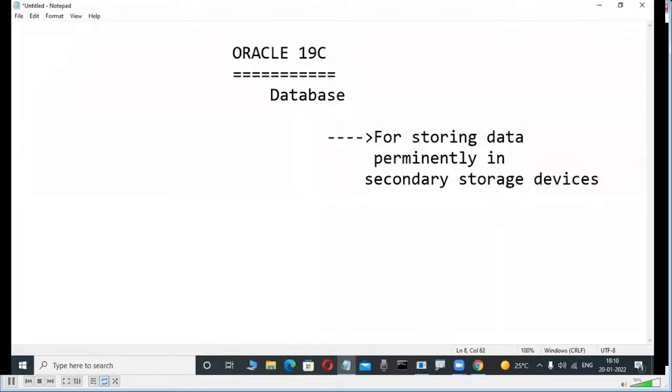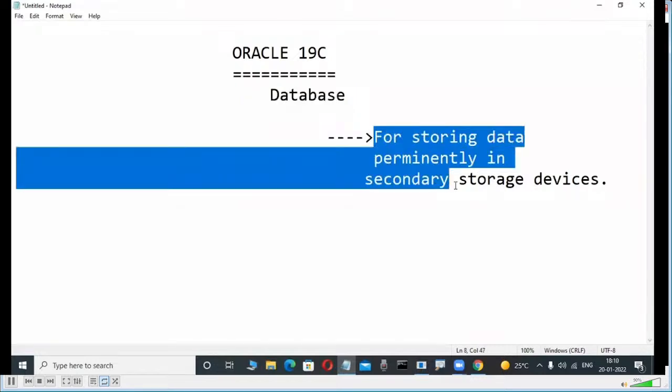Permanent. Suppose today we are storing our data, after 5 years, 10 years, 20 years, after 100 years, your data is also available. You are using it. That's why Oracle is a product from Oracle Corporation, some version number is there. This is a database product, one of the popular databases. But what is the purpose? For storing data permanently in secondary storage devices.